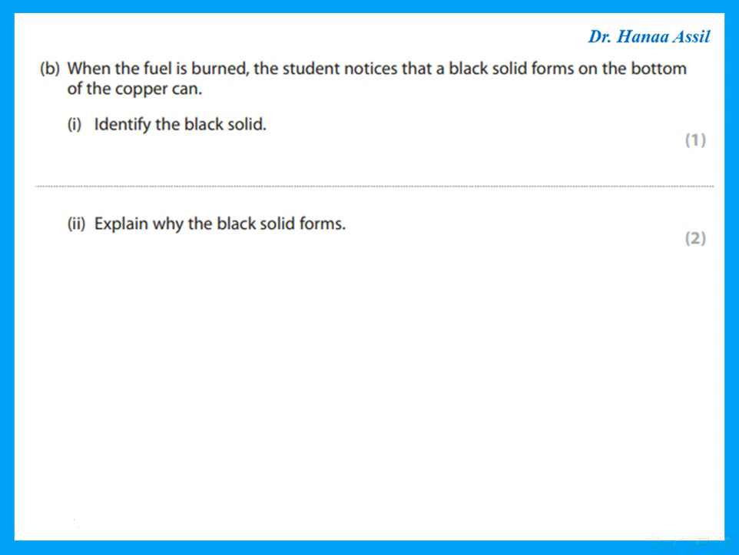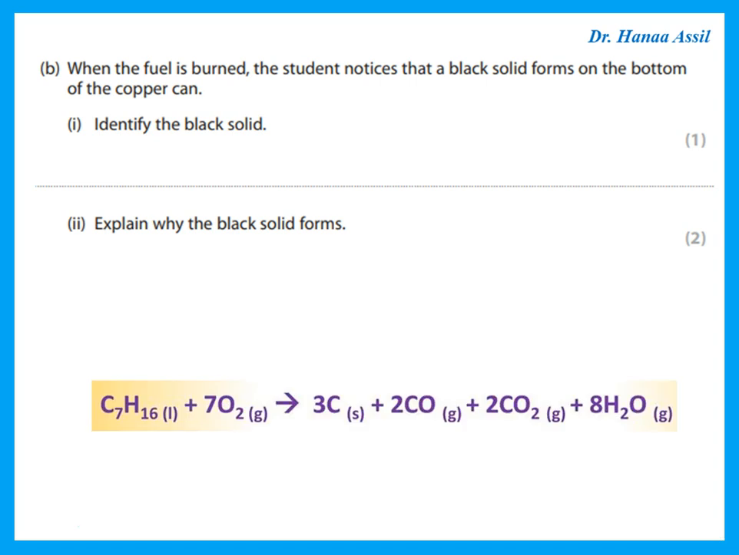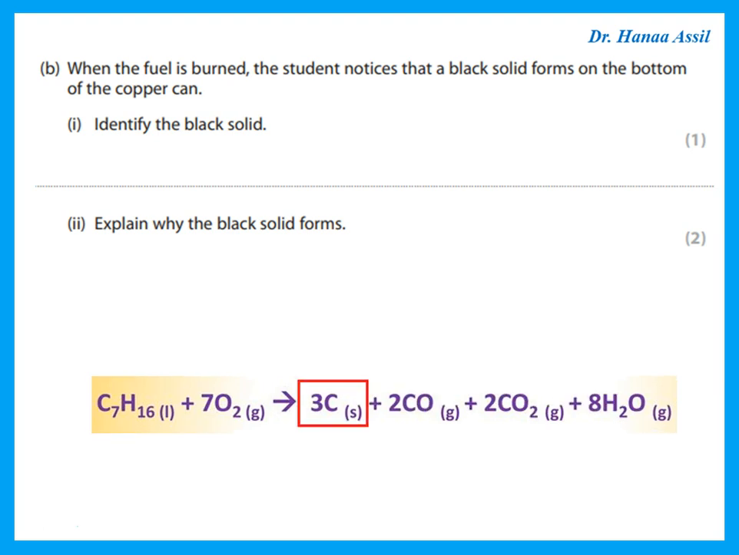When the fuel is burned, the student notices that a black solid forms on the bottom of the copper can. Identify the black solid. Remember, when we burn something, there can be incomplete combustion. So let's say we're burning this liquid fuel. If it does incomplete combustion, then in addition to carbon dioxide and water, it would give other products like carbon monoxide and carbon. So the carbon solid is the black solid that forms when there is incomplete combustion.